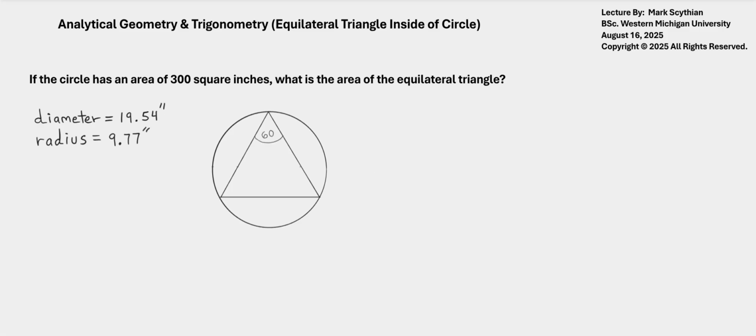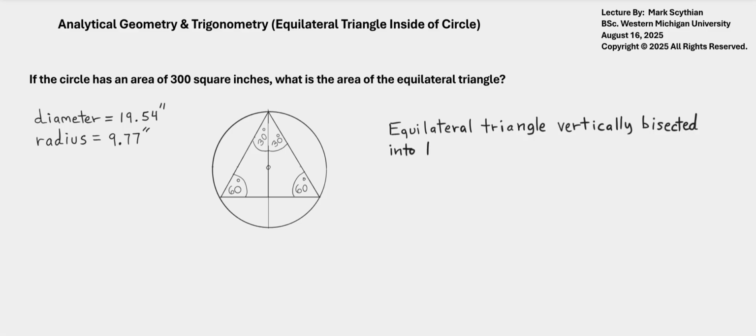Since we're dealing with an equilateral triangle, all sides have equal values and all angles add up to 180 degrees, so 60 degrees on each corner. So we can bisect the equilateral triangle based on the diameter that we calculated. If we were to bisect this equilateral triangle, then we will have two 30, 60, 90 right triangles. So this is the equilateral triangle vertically bisected into two 30, 60, 90 triangles.